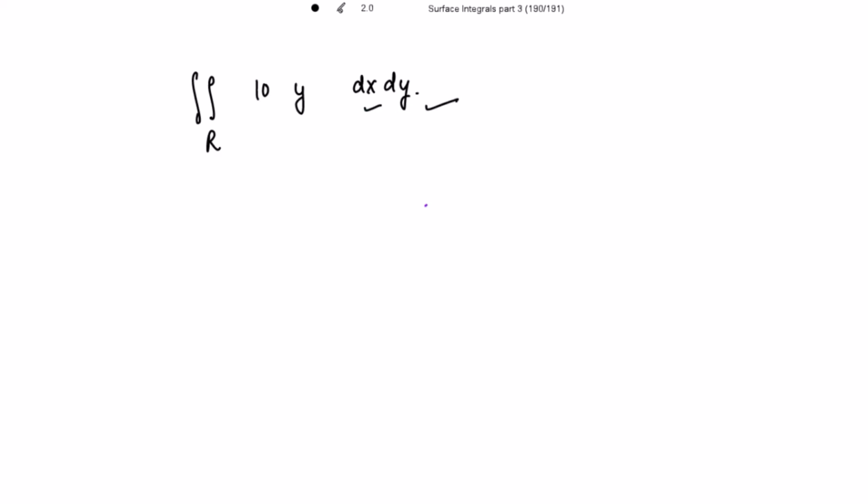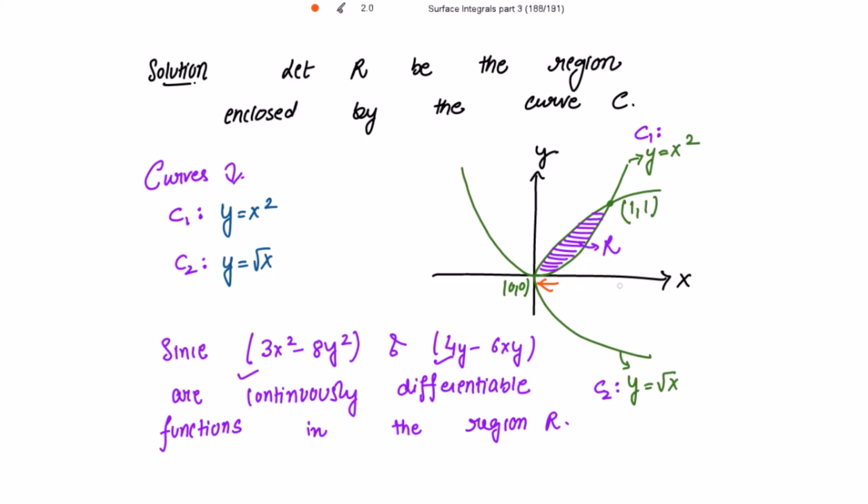Let's find out the limits for x and y. For this region R, x varies from 0 to 1, and y varies from this curve to this curve. What is the value of y at this point? It is y equal to x squared. So y varies from x squared to, at this point, the curve y equal to square root x. So x varies from 0 to 1 and y varies from x squared to square root x for the region R.